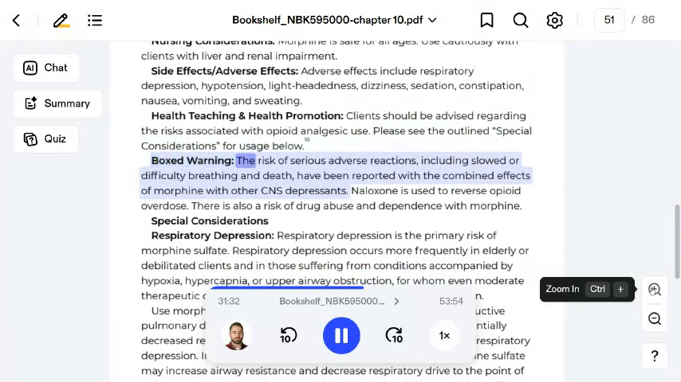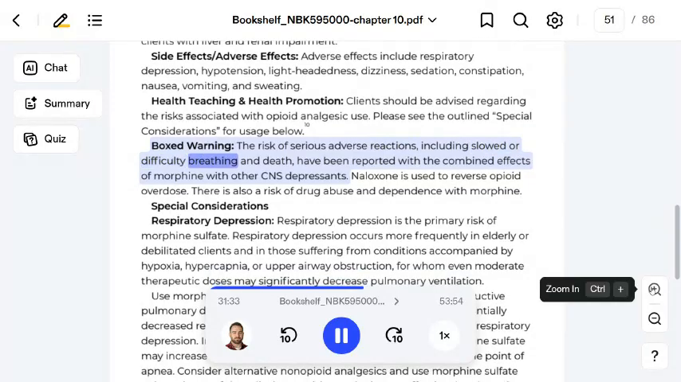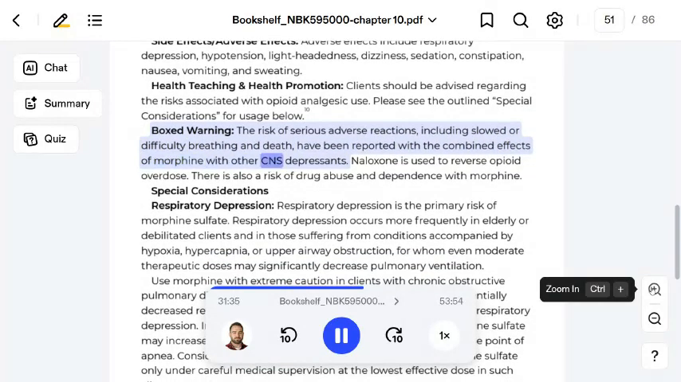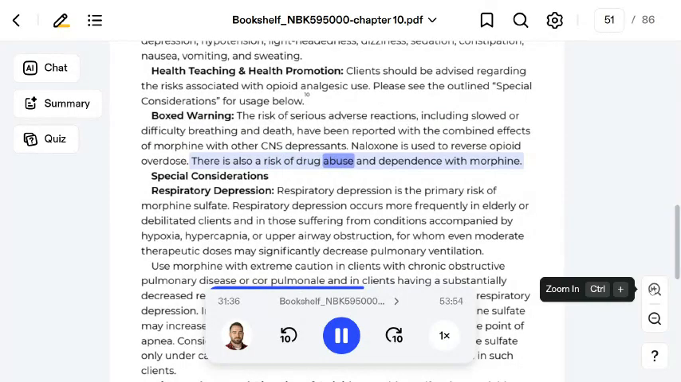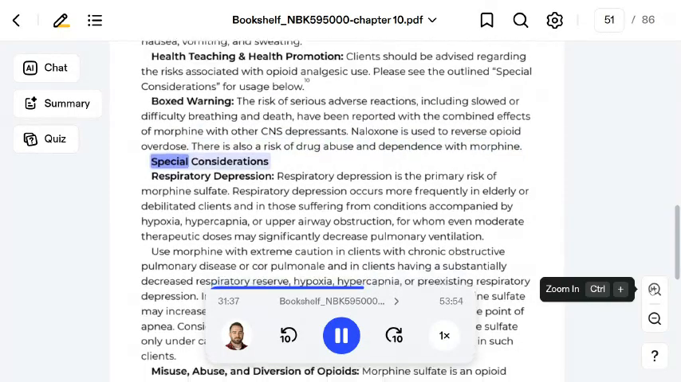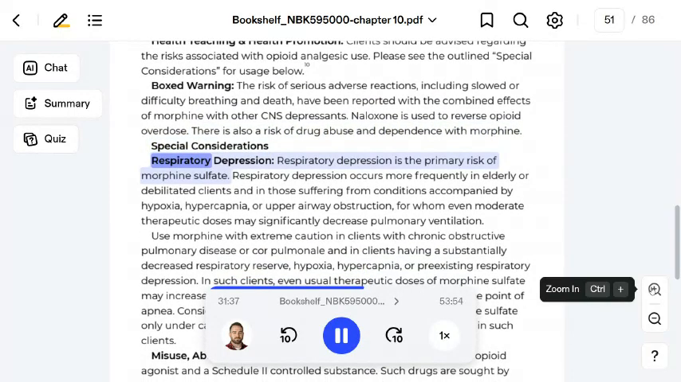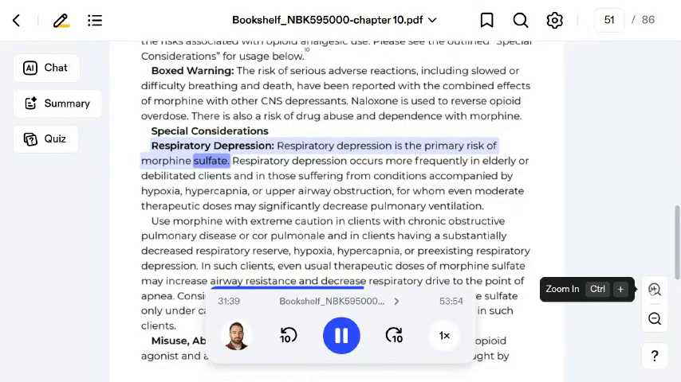Boxed warning. The risk of serious adverse reactions, including slowed or difficulty breathing and death, have been reported with the combined effects of morphine with other CNS depressants. Naloxone is used to reverse opioid overdose. There is also a risk of drug abuse and dependence with morphine. Special considerations. Respiratory depression. Respiratory depression is the primary risk of morphine sulfate.